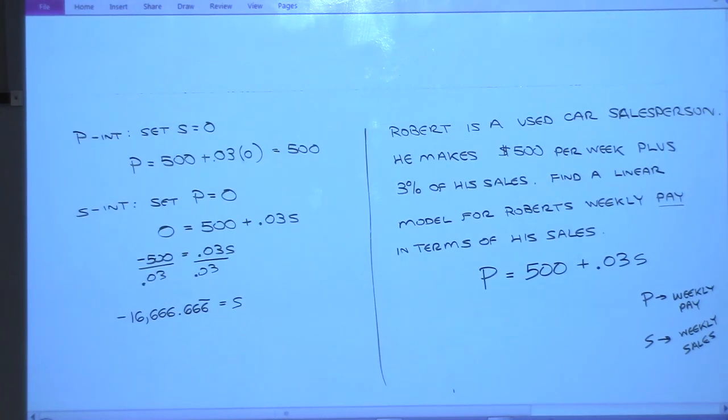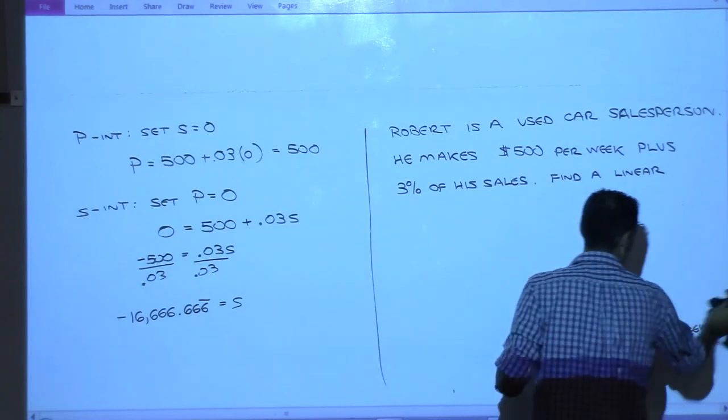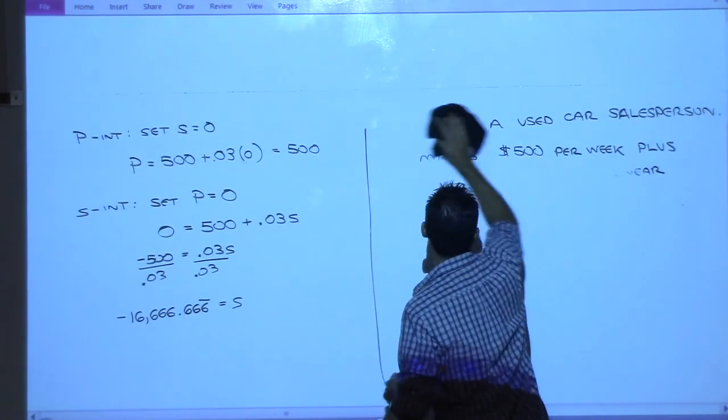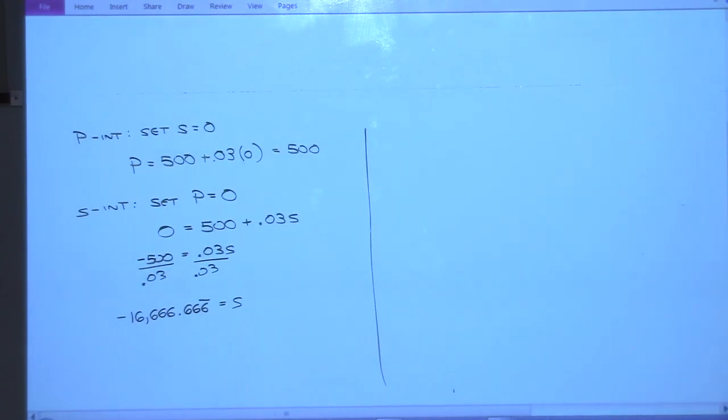Okay. So now let's try and plot this. Let's draw the line. I have a p-intercept and I have an s-intercept. And I'm about to ask a question. I'm not sure how this is going to go, but let's see.